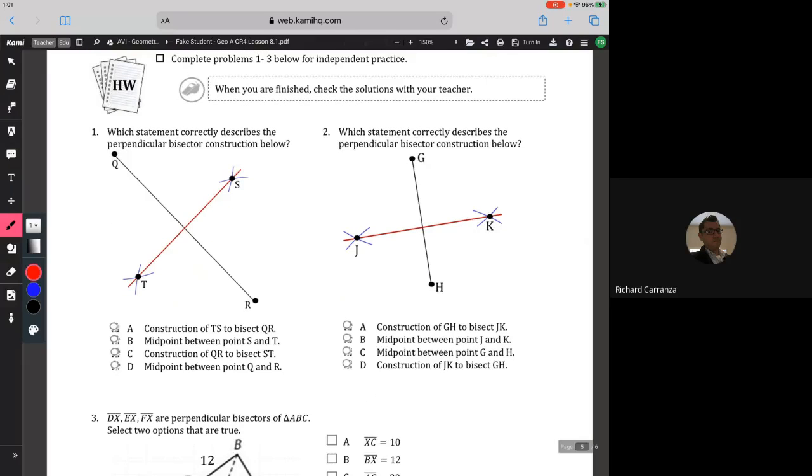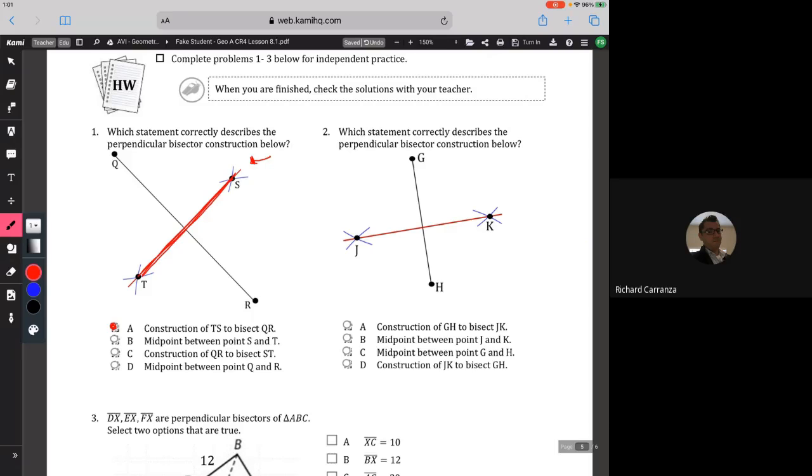Which statement correctly describes the perpendicular bisector below? So in this case, what they're doing is they're constructing TS to bisect QR. These are kind of tough unless we go over how to actually build the constructions. How did you figure it out? How'd you get that answer? Because do you see that the line is red? Yeah. So we're constructing QX.